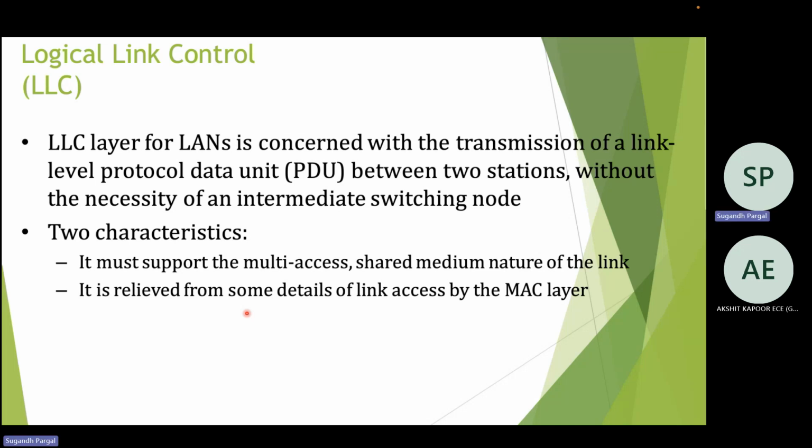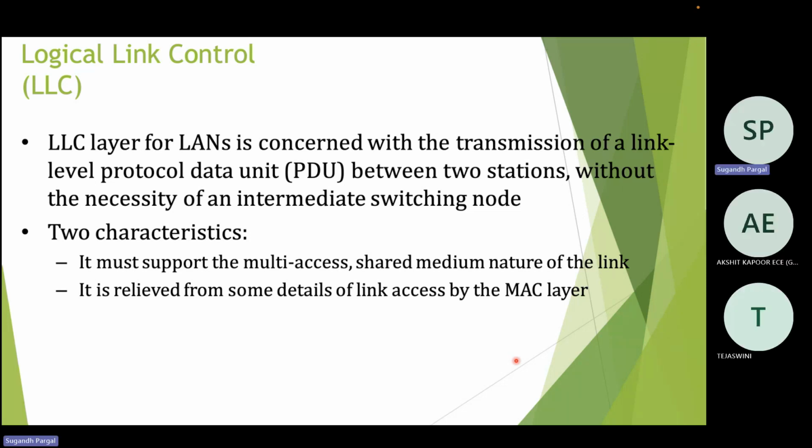So the LLC layer for LANs is concerned with the transmission of a link level protocol data unit, that is PDU, between two stations without the necessity of an intermediate switching node. So this is containing a protocol data unit. What is a protocol data unit? That is the data along with the headers, which is coming from the layers above the logical link control, that is the network layer. So the two characteristics it possesses is that it must support the multi-access shared medium nature of the link, and it is relieved from some details of link access by the MAC layer.